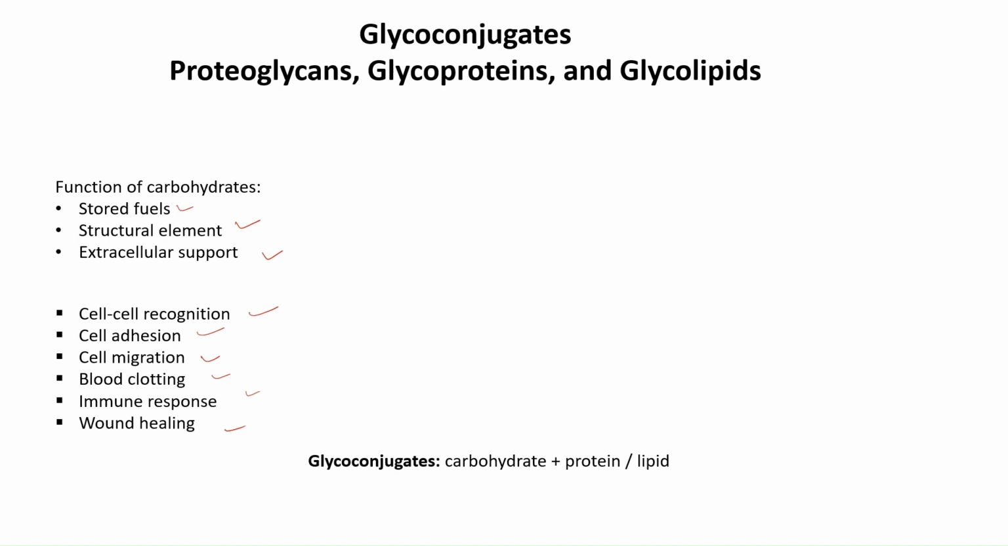So what are glycoconjugates? It is a conjugate between carbohydrate and protein or lipid, and this binding involves covalent linkage. So carbohydrate covalently binds to protein or lipid to form glycoconjugates to perform these additional functions of cell-cell recognition, cell adhesion, migration, blood clotting, immune response and wound healing.